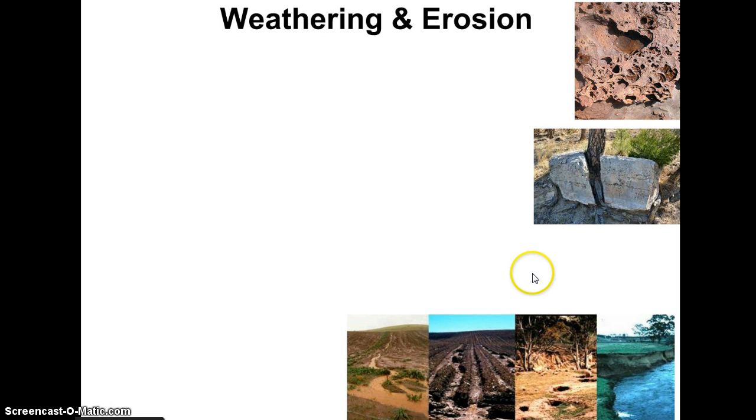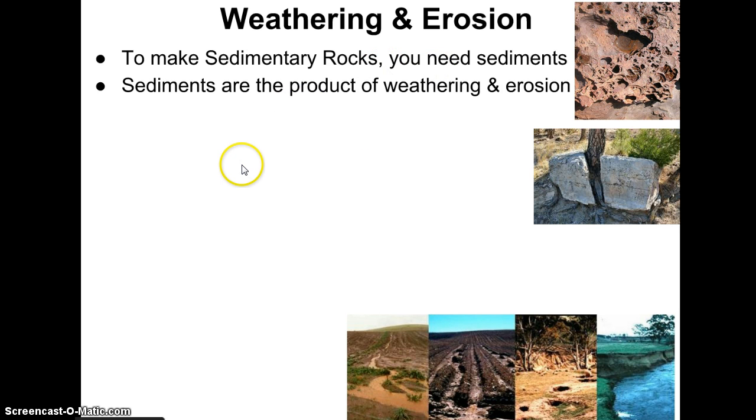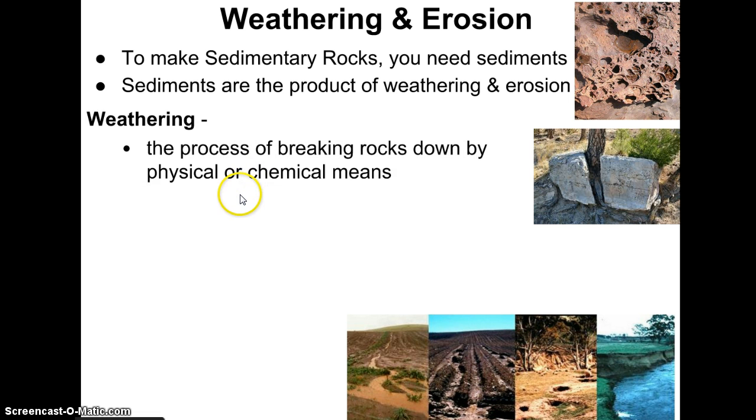Before we get into each of the types of rock, it's pretty important to understand what weathering and erosion are. And we see evidence of weathering and erosion here in Vermont all the time. In order to make sedimentary rocks, you need sediments. And sediments are the products of weathering and erosion. So weathering is when rock gets broken down by either physical or chemical means. And this picture right here is of a root passing through a rock and causing it to crack.